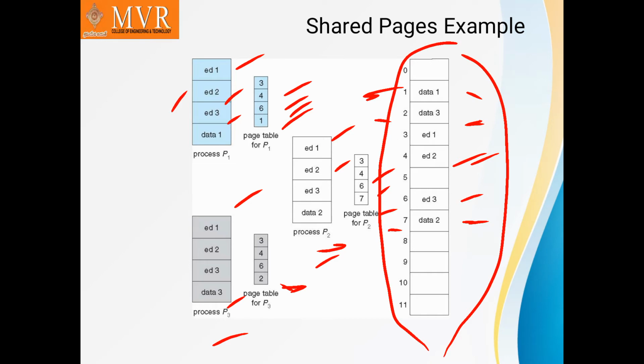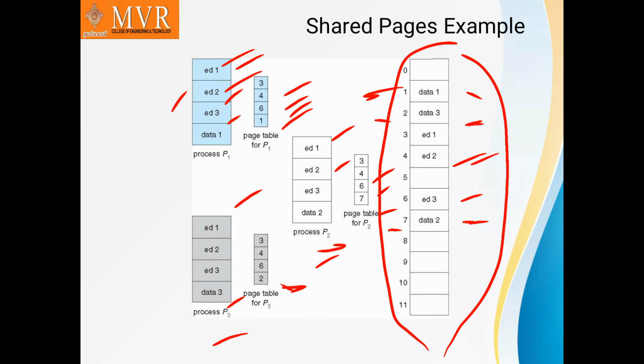Here, which pages are shared? Edition 1, edition 2 and edition 3 are shared by the processes through frames 3, 4, 6 in the page table. So the re-entrant code pages of the process address space can be shared. If the code never changes during execution, two or more processes can execute the same code. Here we can use the same code for process 1, process 2 and process 3, that is, the same code in frames 3, 4, 6, which will be mapped in physical memory.